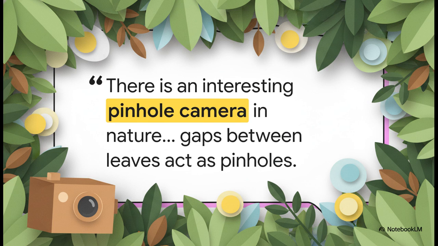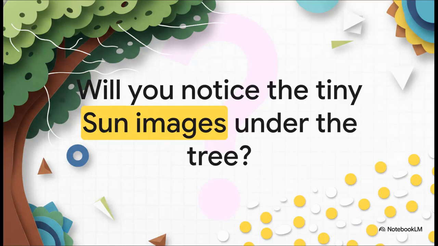I want to wrap this explainer up with a really beautiful observation from the source material about those familiar dappled shadows you see under trees. Nature has actually been building its own cameras long before we were making them out of cardboard boxes. Because light travels in straight lines, the tiny, irregular gaps between tree leaves act exactly like the pinhole in our cardboard box. They project actual circular images of the sun right onto the ground.